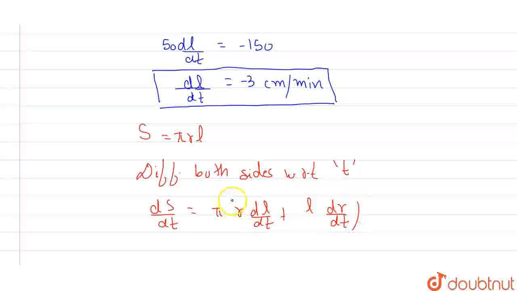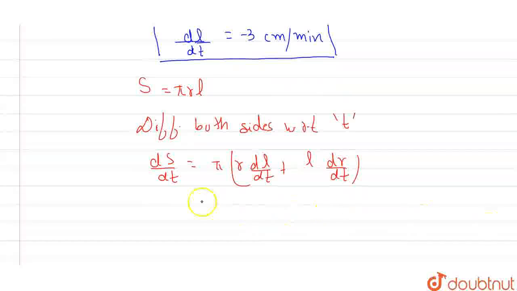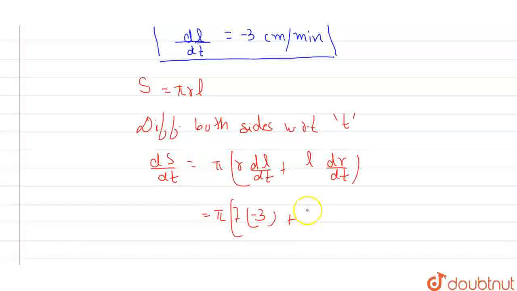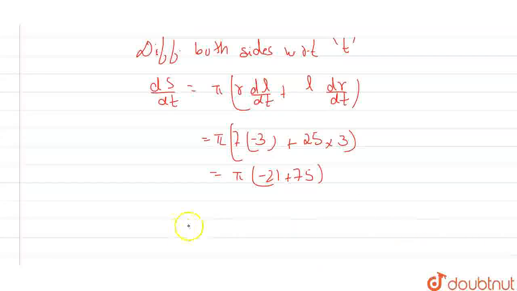Now we know the values of all these terms. Our r is 7, dl by dt came out as minus 3, l is 25, and dr by dt is 3. So we will get the value as pi times minus 21 plus 75, right? So the value of ds by dt will come out as 54 pi. This will be centimeter square.